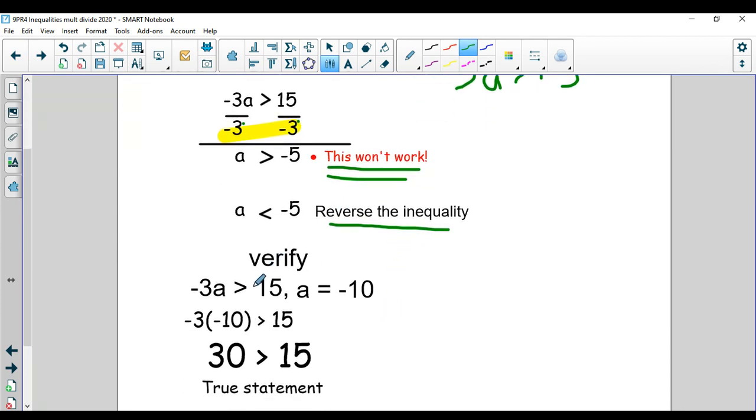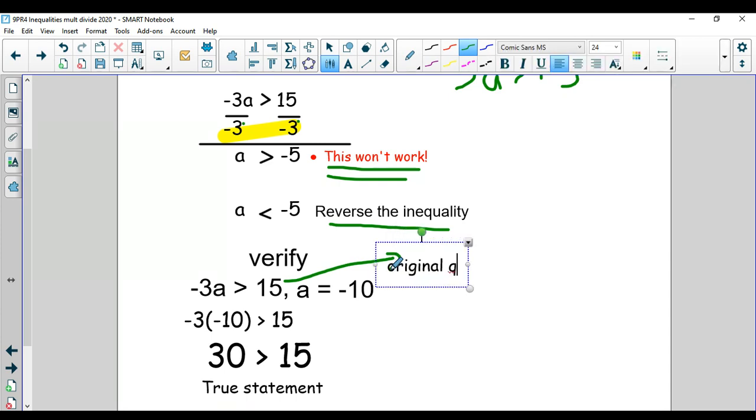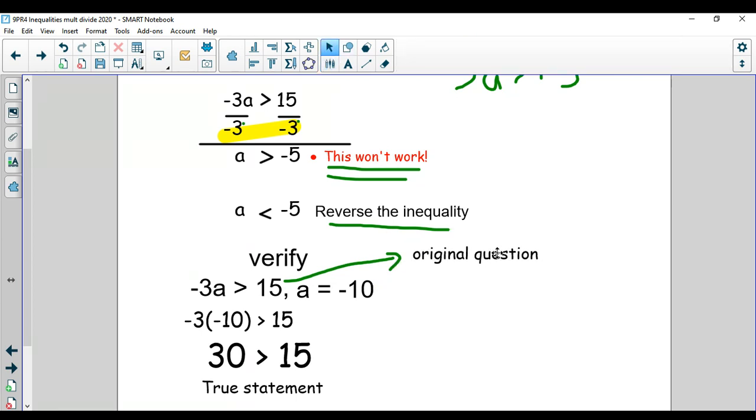When I verify, I use the original question. I use the original question when I verify, ladies and gentlemen. Look at my inequality, it's the original inequality. But when I go A is less than negative 5, well, negative 10 is less than negative 5. My reversed inequality is where I pick what I'm going to substitute. So negative 10 is less than negative 5. Good, take negative 10, put it back into your original inequality. And that's what I did, I substituted.